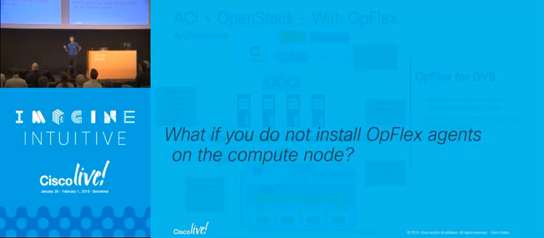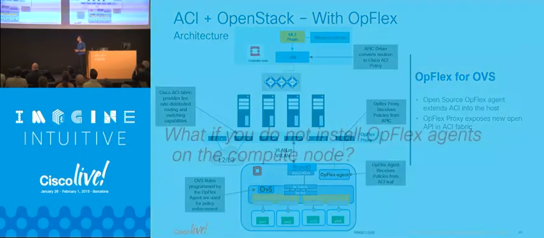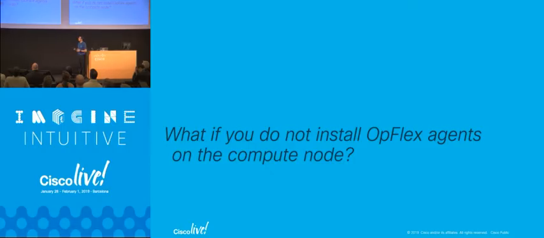Yeah? Question here? Make sense? Seems complicated, but it's all automated. It's all done automatically by the tool for you, right? So you don't need to take care about anything, but just configuring your Neutron policy. So I said that the Neutron OpFlex is actually optional.